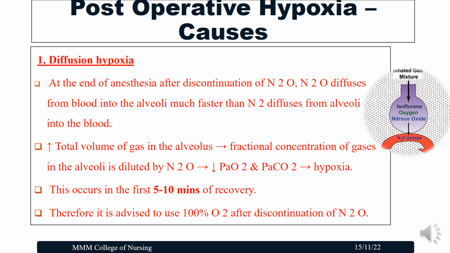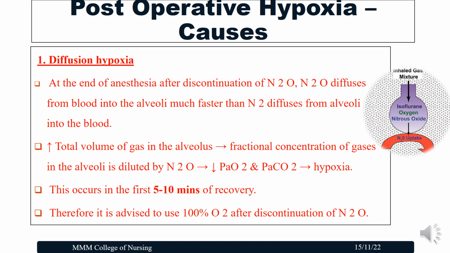The other main reason for postoperative hypoxia, the first one, is diffusion hypoxia. Diffusion hypoxia is mainly related to the anesthesia agent. At the end of the anesthesia, after discontinuation of the nitrous oxide, which is an important component of the anesthesia, what will happen? Immediately this nitrous oxide will diffuse from the blood into the alveoli much faster than the nitrogen diffuses from the alveoli into the blood. So the nitrous oxide diffuses into the alveoli.